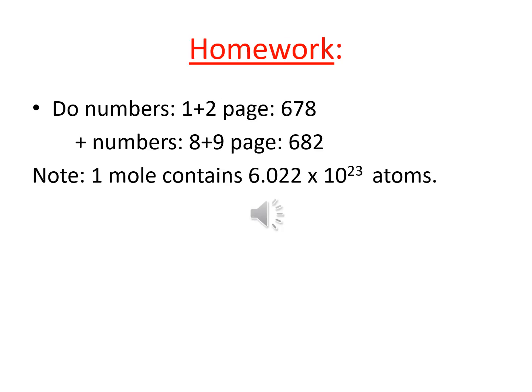Please, as homework, do numbers 1 and 2, page 678, and numbers 8 and 9, page 682. Note that 1 mole contains 6.022 times 10 to the power 23 atoms. You need to know this information in order to solve some of the problems in your homework.